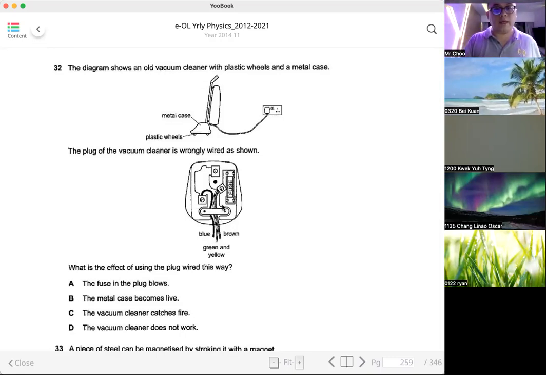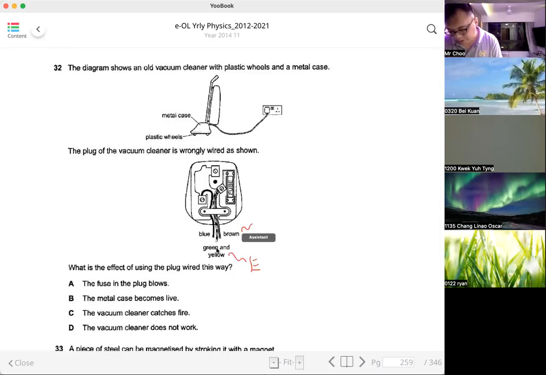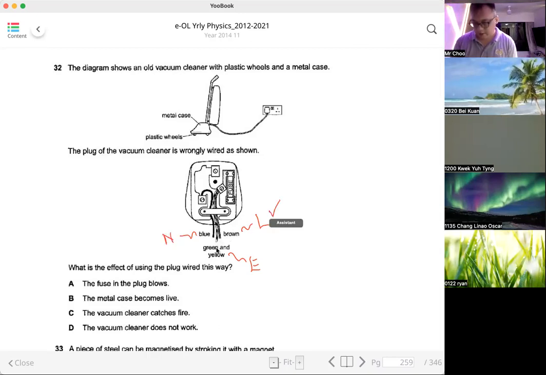Okay, so can you see over here? Your yellow and green wire is supposed to be an earth wire. Your brown wire is supposed to be the live. Your blue wire is supposed to be the neutral. So your live is connected correctly. Your neutral is connected correctly. But your earth, the one with the striped coloring, is also connected to the live.